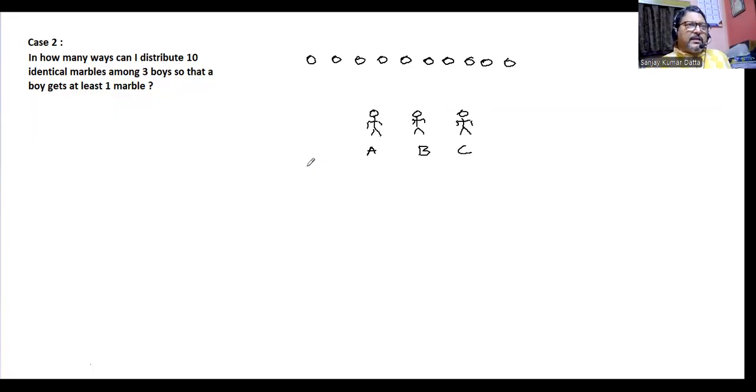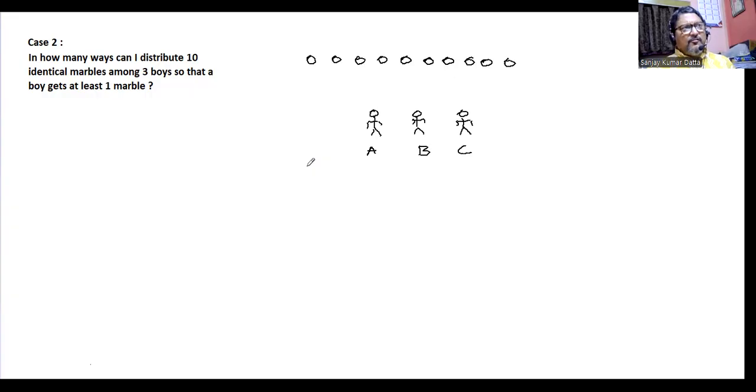It means a boy can get 1, a boy can get 2, a boy can get 3, and so on. A boy can get 9, a boy can get 10. Can't get more than 10 because total 10 marbles are there. One point is certain: a boy can't get 0. So what's the best way to do this?